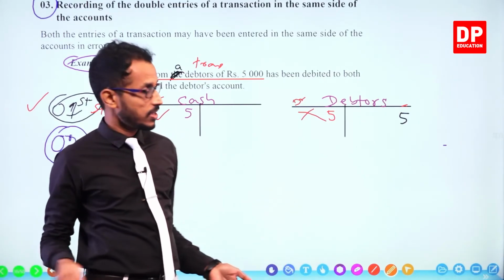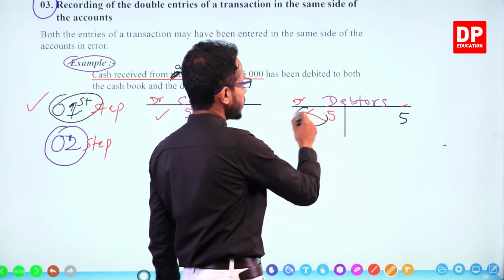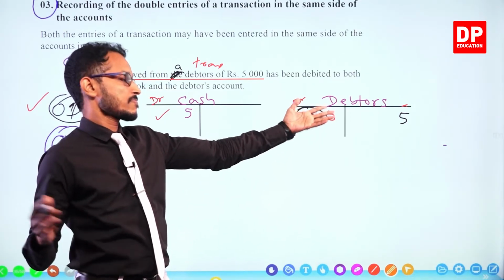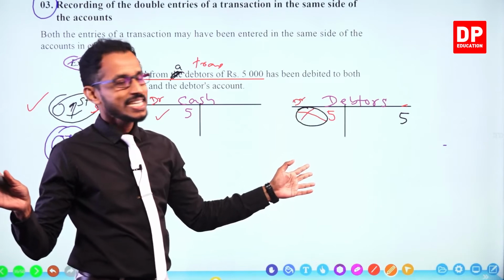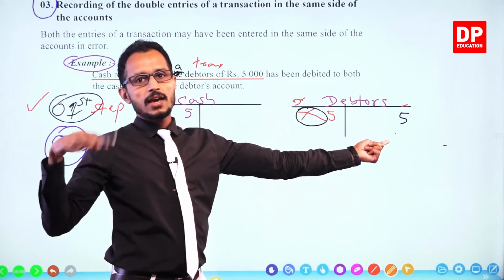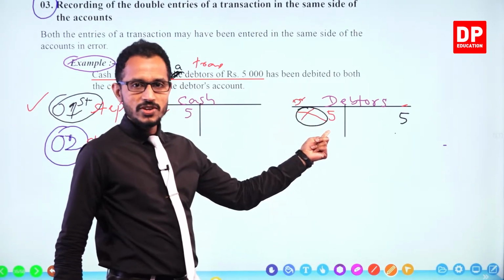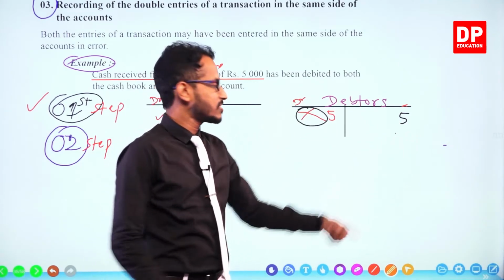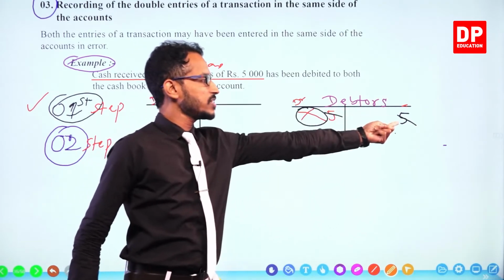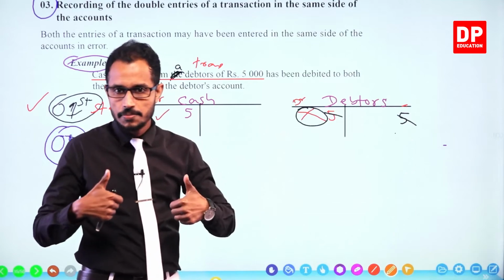Yeah, what else to do? Yeah, of course. If the debtors account is incorrectly debited and this debit side 5 is wrong, you should remove it. Removing is done in this way. If the debit side is having 5, that should be removed. You credit 5, then this will be removed. This 5 will be cut off to this 5. So it's done.